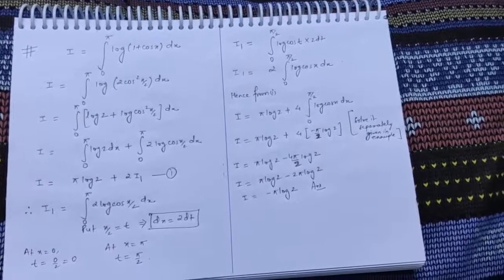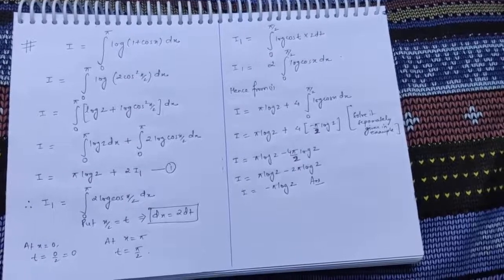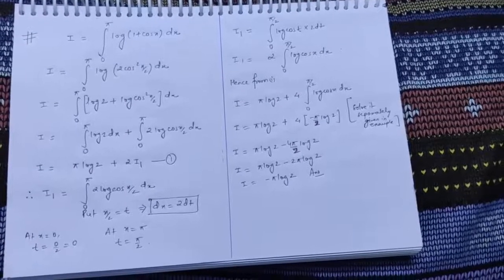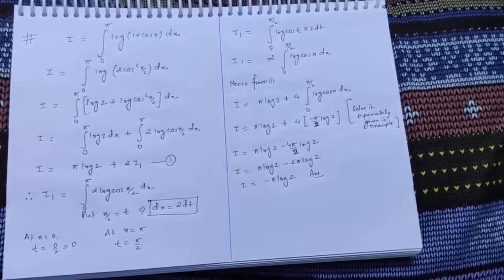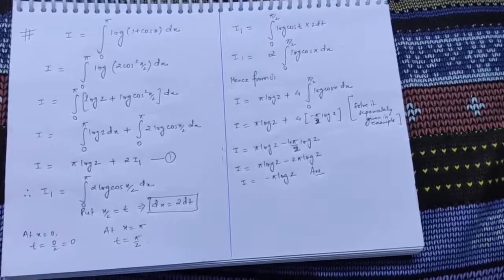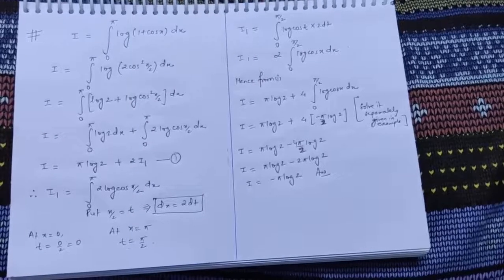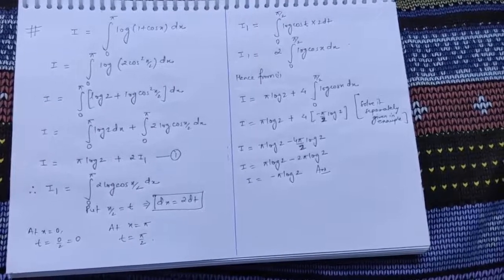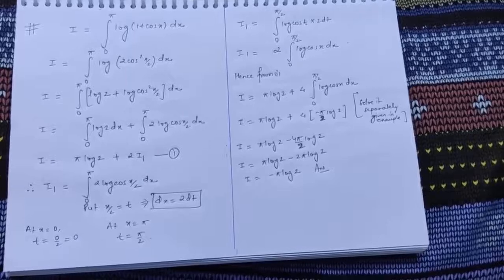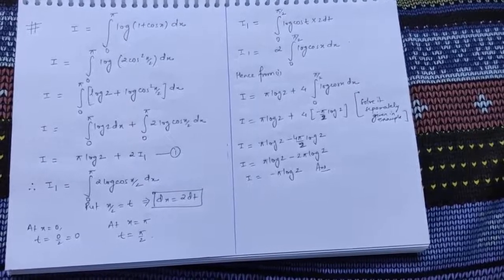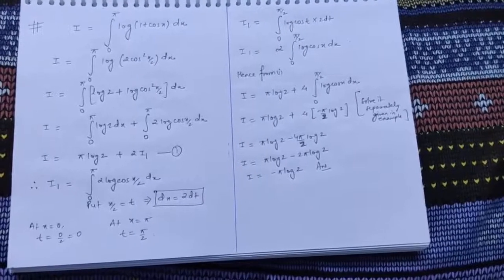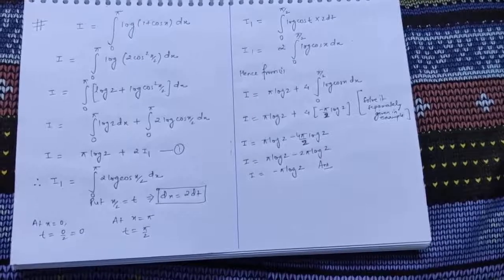Hence from the first, the answer is I is equal to pi log 2, and this 2 and that 2 multiplied become 4, times the integration from 0 to pi by 2 of log cos x. Now solving it as per the example given in the book, we get pi log 2 plus 4 multiplied by minus pi by 2 log 2, and solving, the final answer is I equal to minus pi log 2.